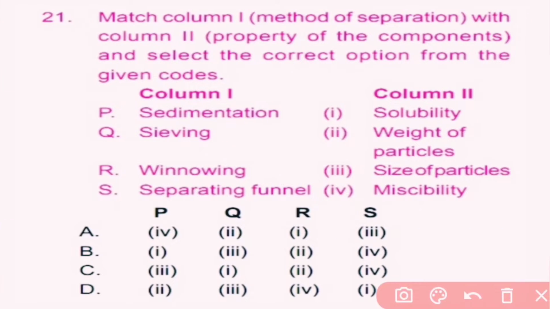Let's start with the second section, science. Question number 21. Match column 1, method of separation, with column 2, properties of the components, and select the correct option from the given codes.